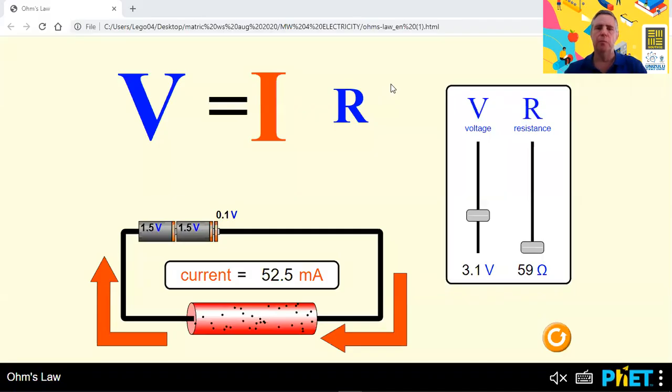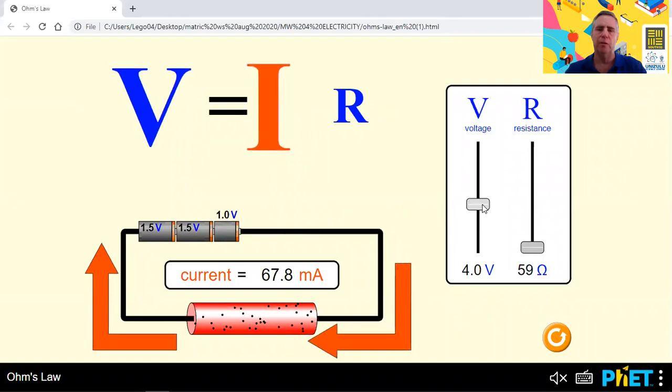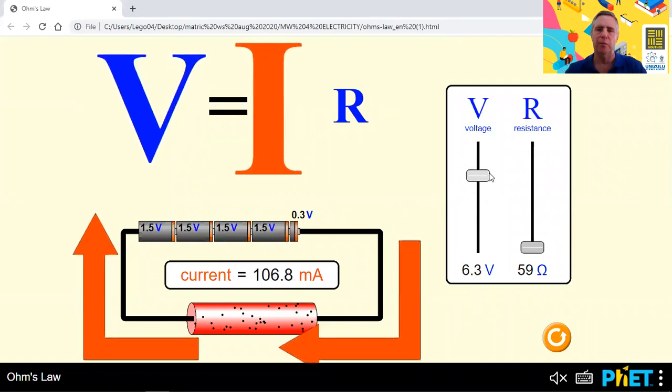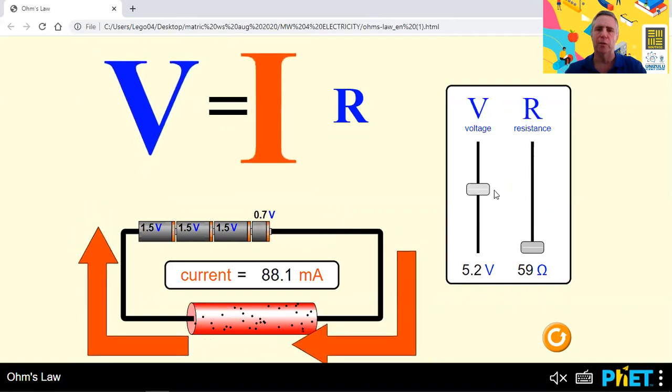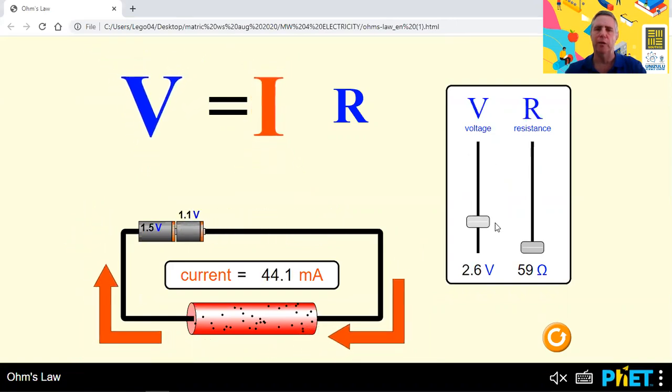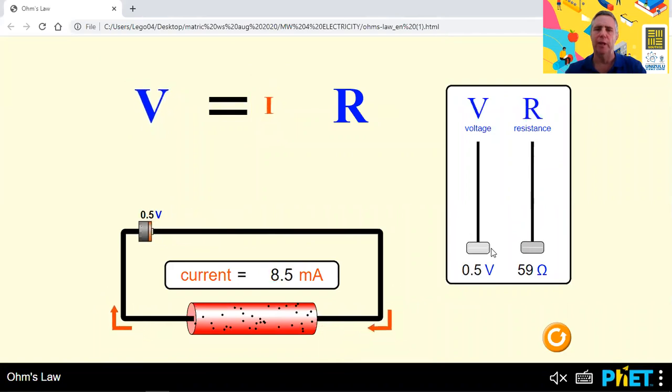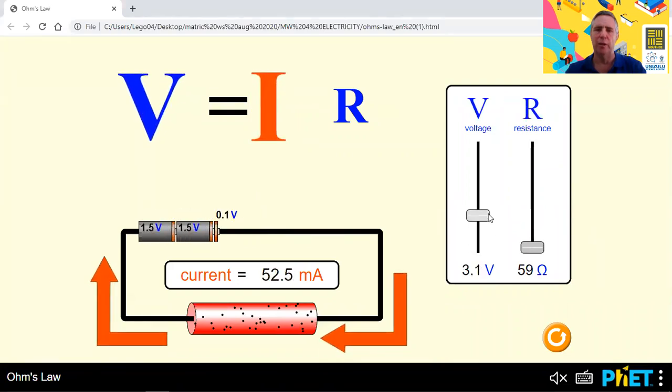Now, this is a very simple simulation. We have Ohm's law in the form V equals IR, and we can change the values of voltage and resistance and see how that affects current. So current is going to be our dependent variable. Now, the simple one is if we increase the voltage, you can see that's by adding batteries. As the voltage increases, so the current increases. As the voltage decreases, so the current decreases. They are directly proportional to each other.